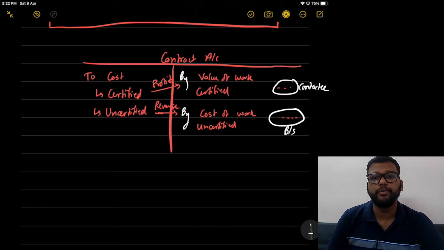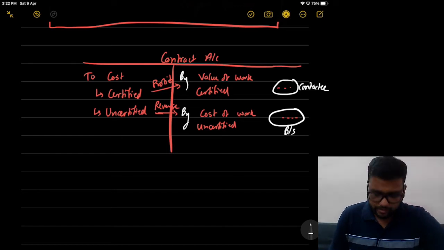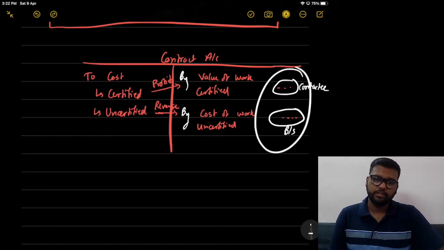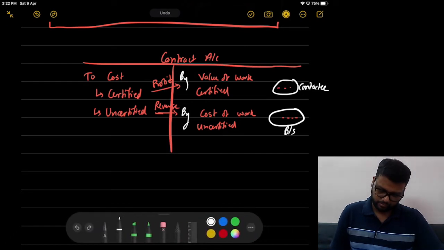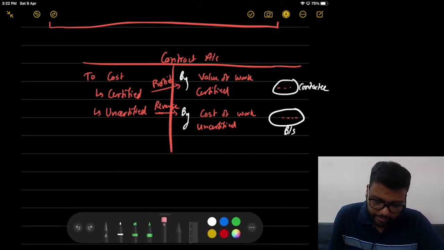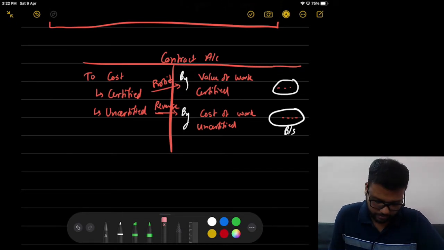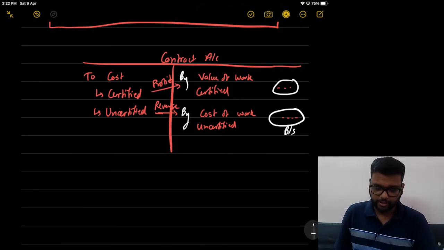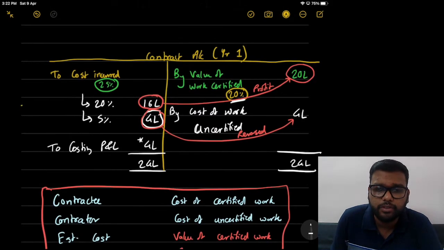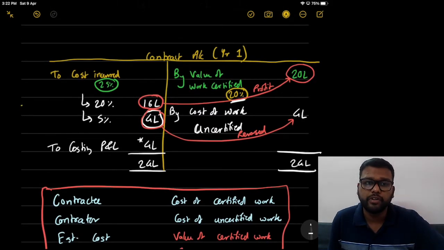Yes, sir. Fine. But tell me, is this project completed yet? No, sir. So that's why what we do is, we don't transfer it to contractee's account. We don't transfer it to contractee's account. Now focus on our contract account. Let's see how we can account for these second effects.